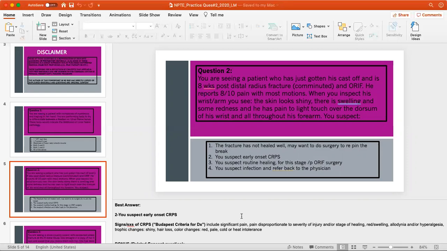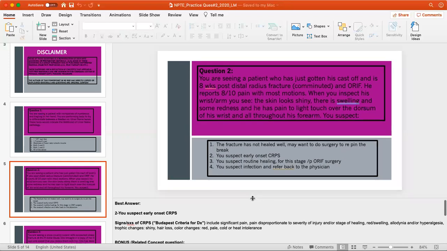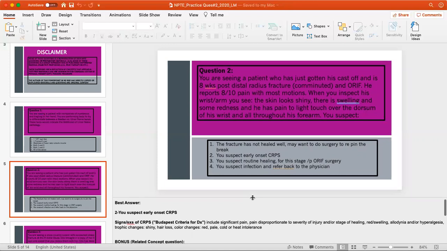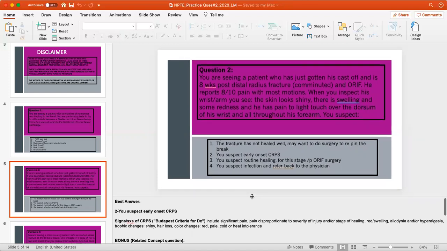Swelling, allodynia. So in other words, he has pain with just a light touch. The sensation or stimulus that wouldn't normally cause pain is inducing pain. Hyperalgesia, trophic changes, which are changes to the skin, including shininess or color changes. So he's demonstrating these changes. So we can suspect CRPS. It is a diagnosis of exclusion, but that's what we're thinking based on the presentation.